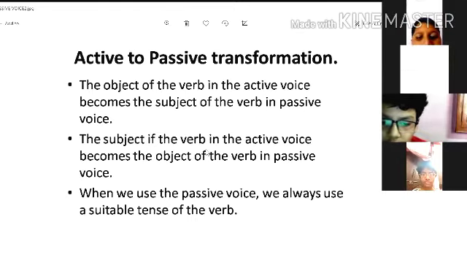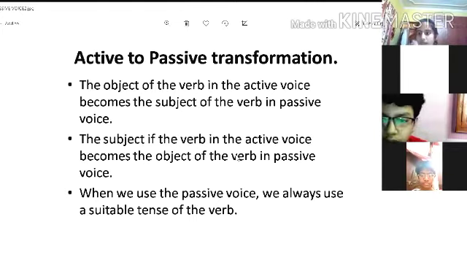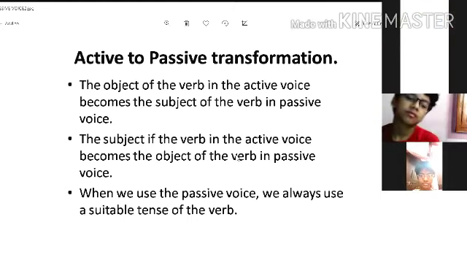Okay, so the next is that the subject of the verb in the active voice becomes the object. So it is vice versa. When the object is becoming the subject, it is natural that the subject will become the object, because we cannot have two subjects. All right. And also the very important thing around which the whole chapter revolves is the third rule, which says when we use the passive voice. Okay, this is the most important rule.